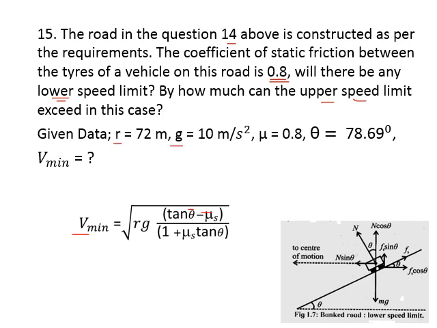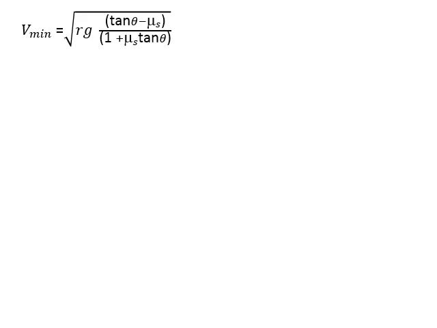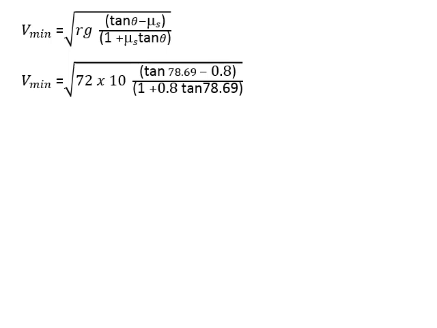R, G, mu, theta, which was already calculated in the last step, and we have to find out this V minimum. Remember the formula. Now let us start from the formula. Write down the formula and substitute. All these values are with us. After substituting, this is the step.